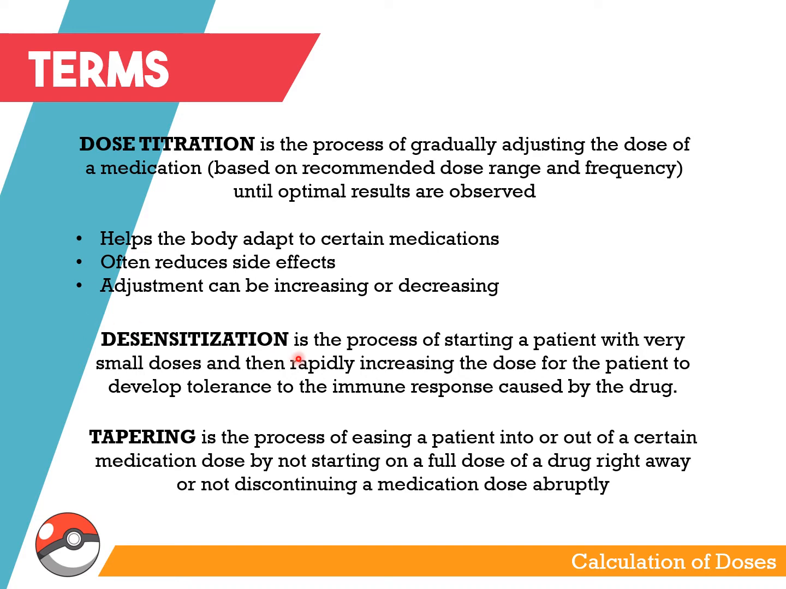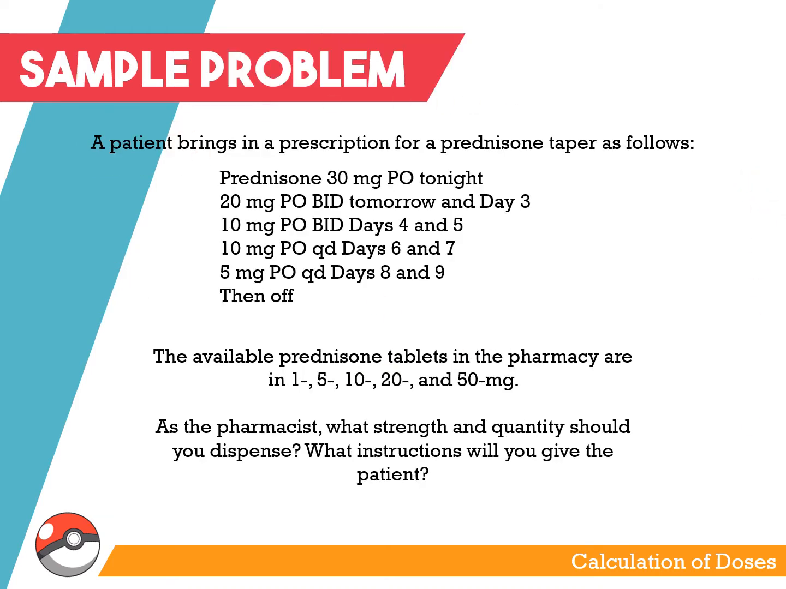So how do we do that? We start with small doses and then we rapidly increase the dose. Okay, so the keyword is rapid increase. Take note of these terms. Okay, so here's a sample problem.